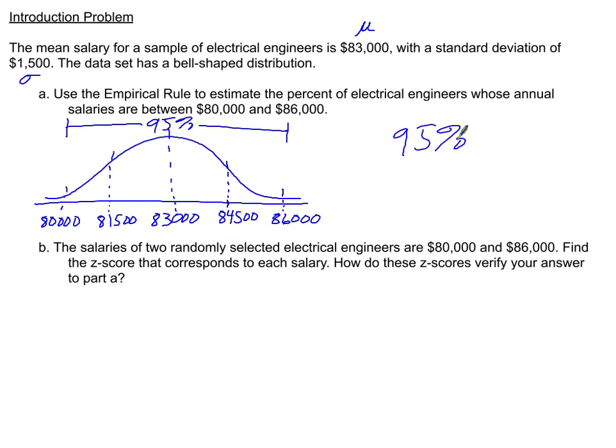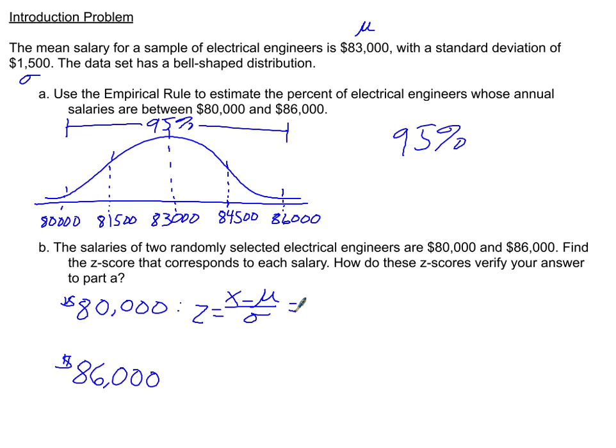Now in part B, we want to find the z-score of these values. So I want to find the z-score of $80,000, and I want to find the z-score of $86,000. Alright, so the z-score for $80,000, let's use our z-score formula. Substituting the values in, my x this time will be the 80,000. Right, mean, going back to the original problem, the mean is 83,000, and the standard deviation is 1,500. So this has a z-score of -2.